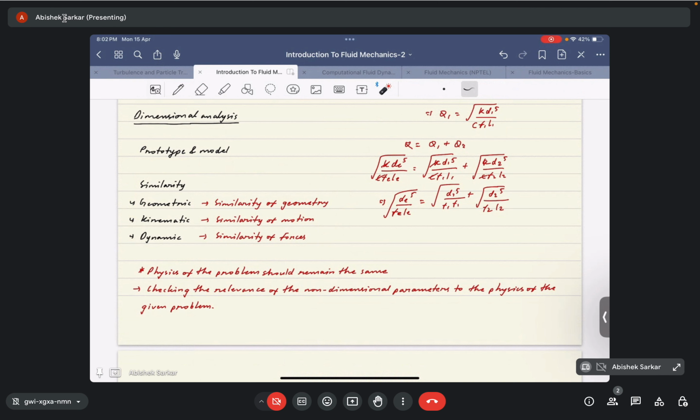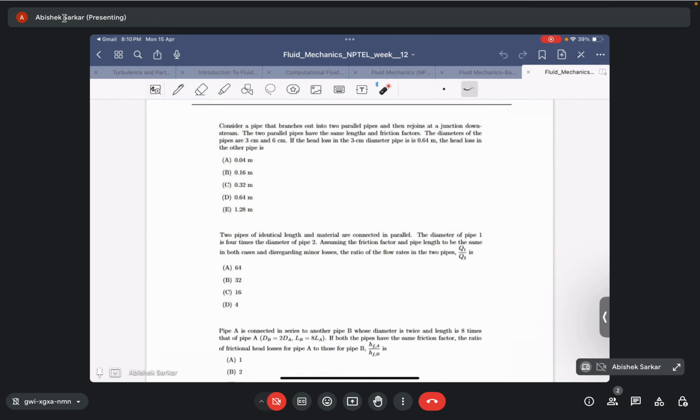So let's go to the problems in our hand. The first question is: consider a pipe that branches out into 2 parallel pipes, and then rejoins at the junction downstream. The 2 parallel pipes have the same lengths and friction factors. The diameters of the pipes are 3 cm and 6 cm. If the head loss in the 3 cm pipe is 0.64 meter, then the head loss in the other pipe is... it's a very extensive question, but it has a very simple answer.